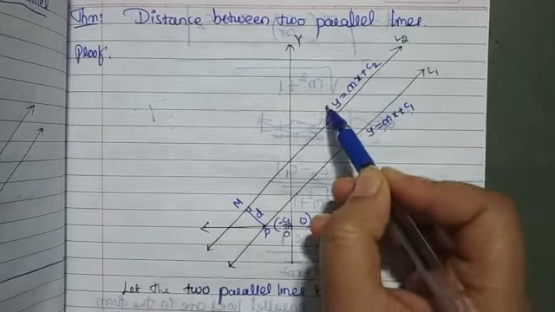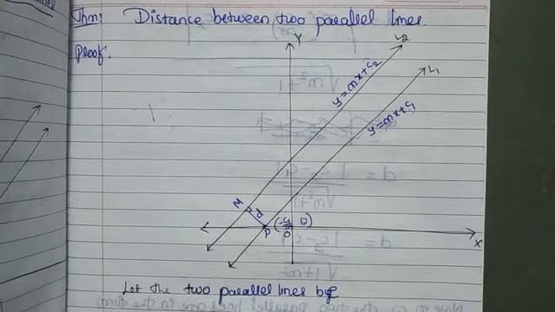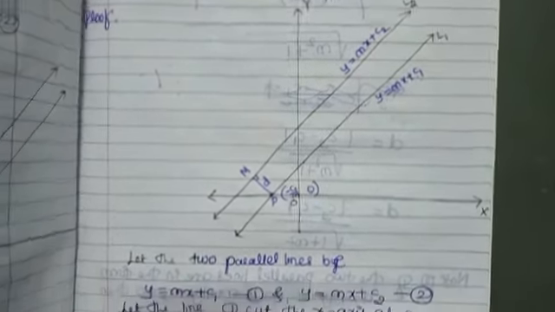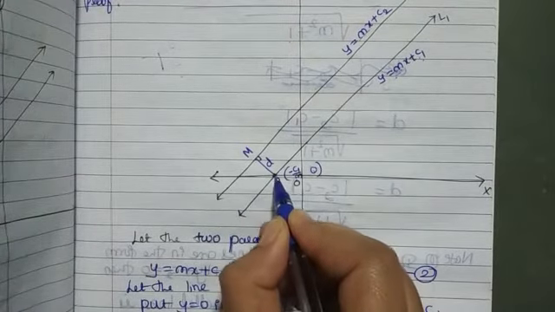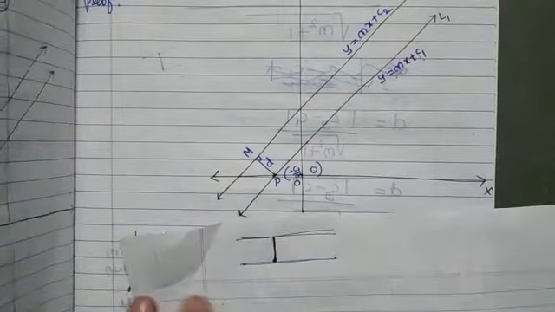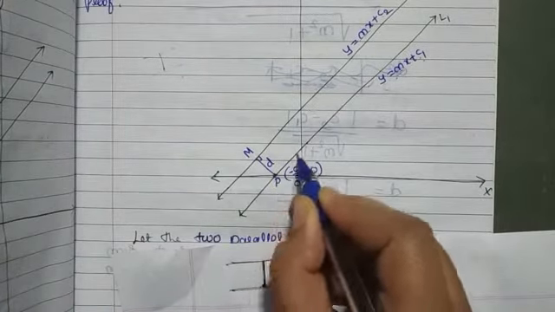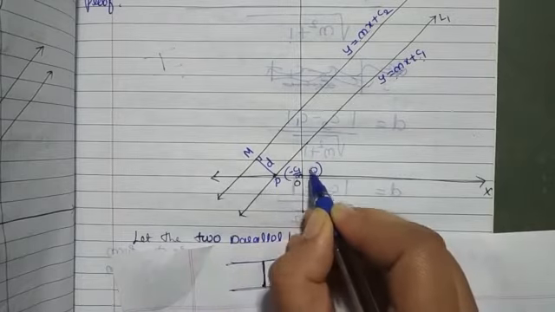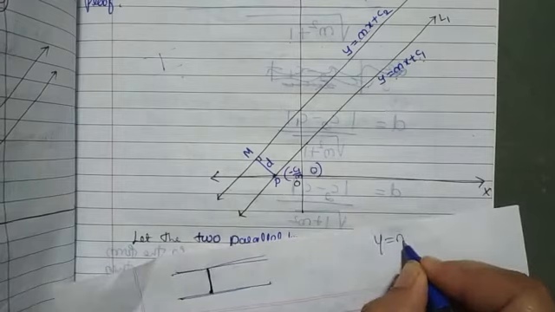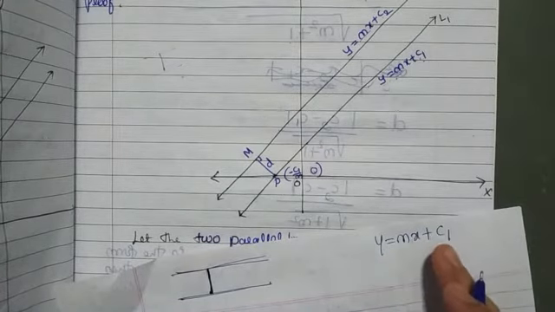So consider two lines which are parallel to each other. Let the line L1 cut the x-axis at the point P. Since it cuts the x-axis, the y coordinate is 0. So what is the equation of line one? y is equal to mx plus c1.